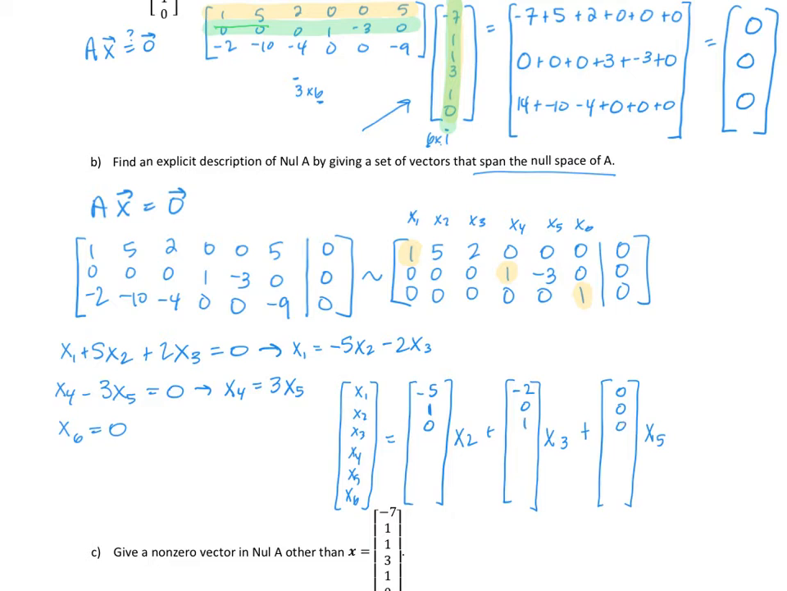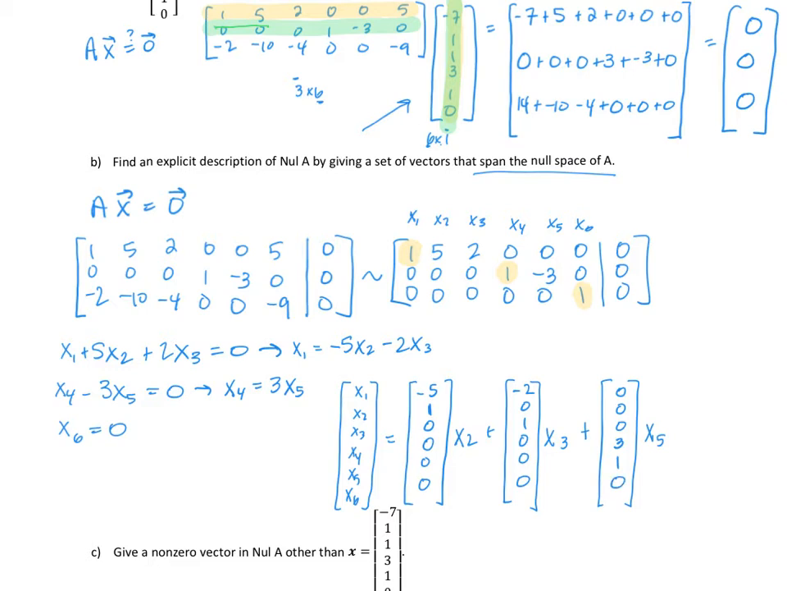x4 is 3 times x5, so I'm going to put a 3 in the fourth entry for the x5 vector and zeros in the other two vectors. x5 is free, so I'm going to have 0, 0, 1. And then x6 is 0, so I'm going to put 0 in the sixth entry in all of my vectors.